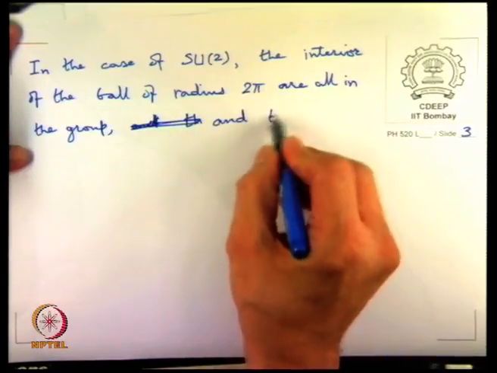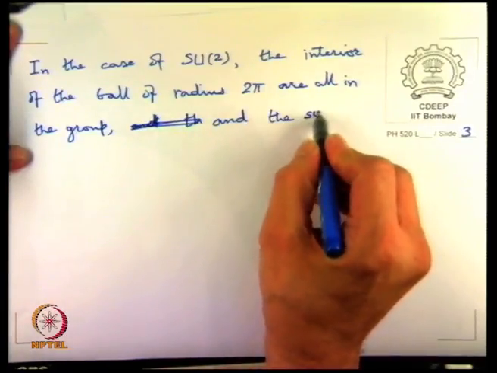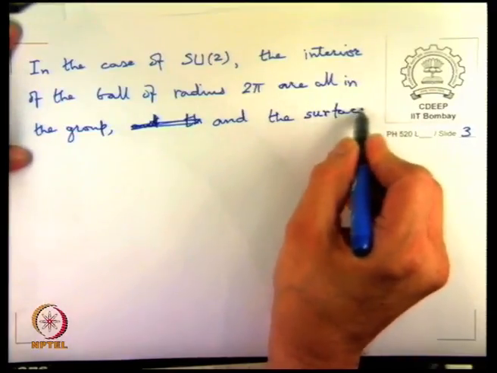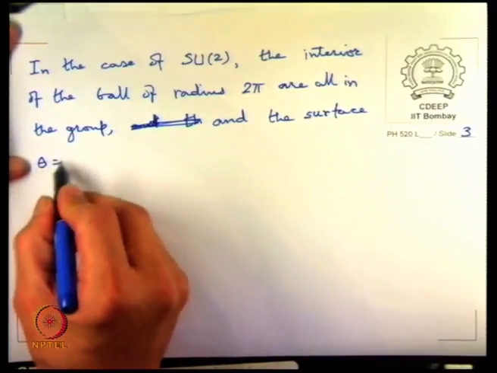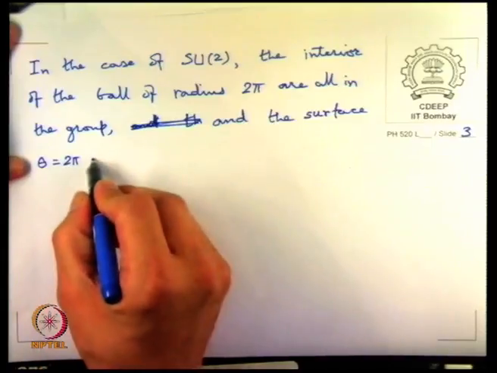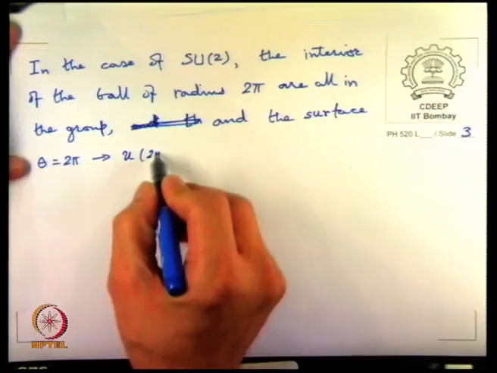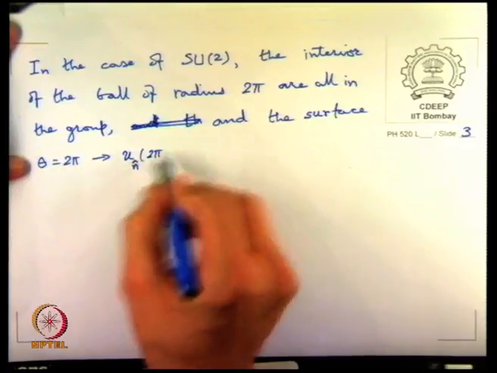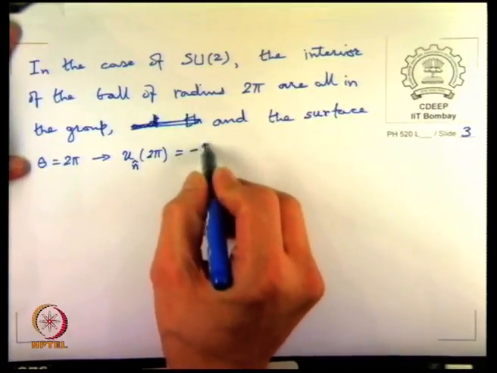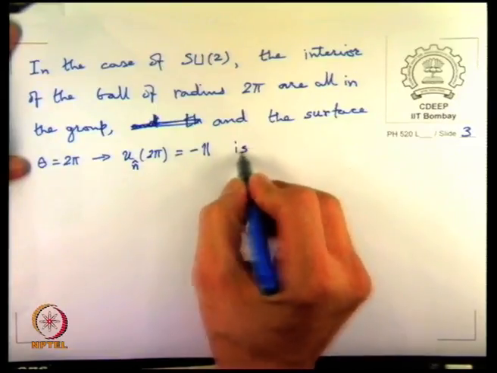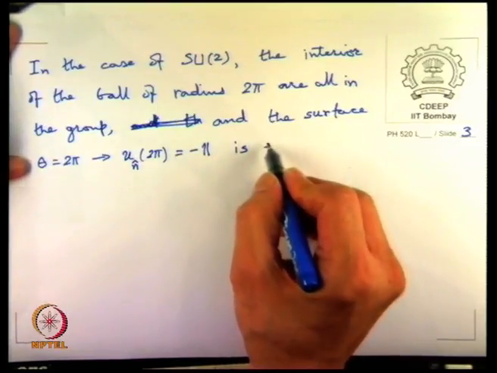And the surface theta equal to 2 pi, with U of 2 pi regardless of whatever n cap, is equal to -1, is 1 point.